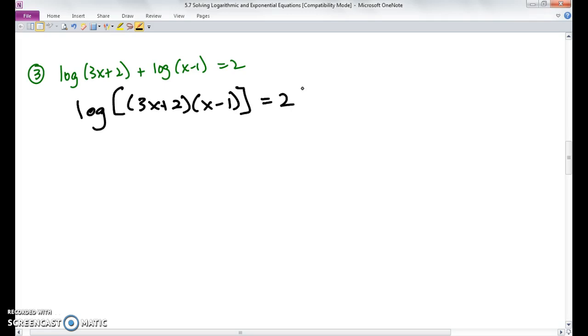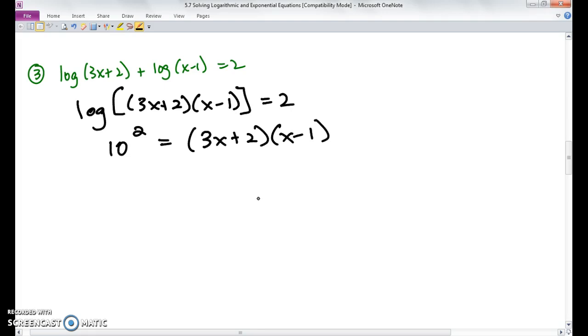So if we change it into exponential form, what is the base here? Jasmine, what's the base? Okay? And then what's the exponent? Curtis, what's the exponent? 2. And then we have 3x plus 2 times x minus 1. Okay? Which is exactly the same thing we would get if we changed the other side to be a log, because log base 10 of 2 is 100. And so we'd have log of this equals log of 100, and so this would be equal to 100.